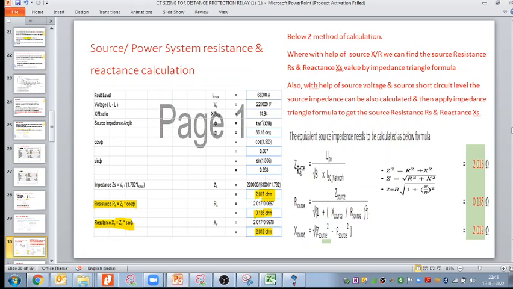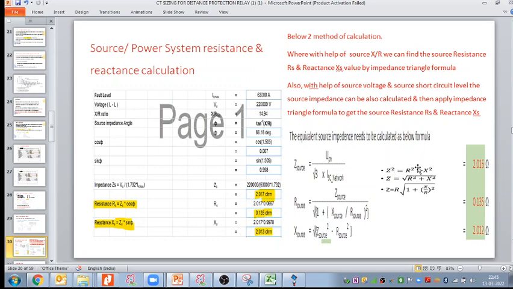This is the one-second approach. For Z, we directly calculate Z equals U divided by root 3 into ISC, and that will come to 2.06 or 2.07, as we have seen here, the same value. So if we know the Z, there is no need to calculate the cos theta and sin theta. We can directly find out the R and X.